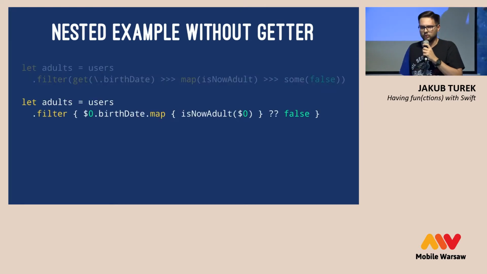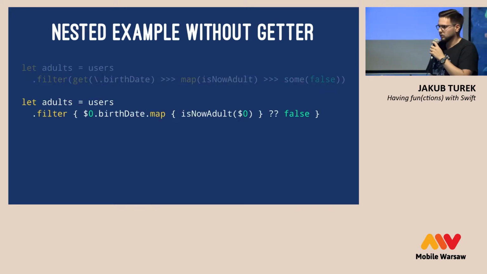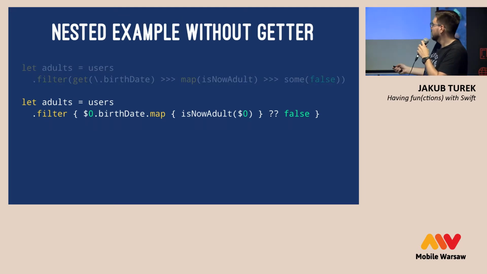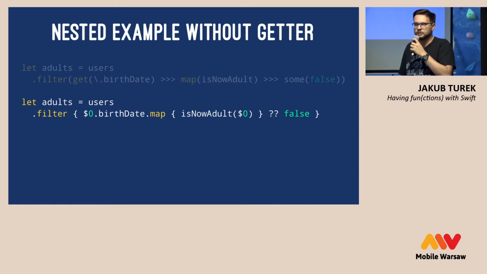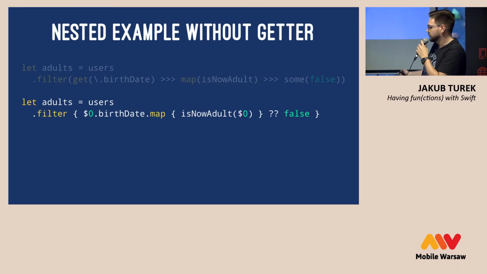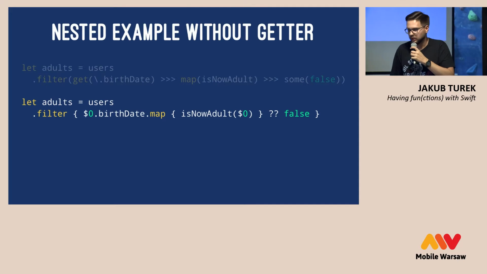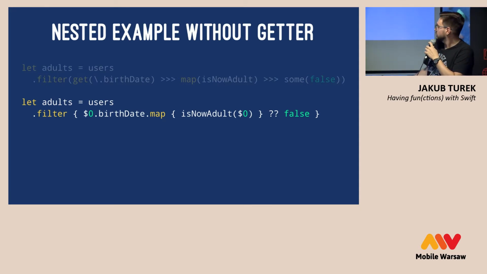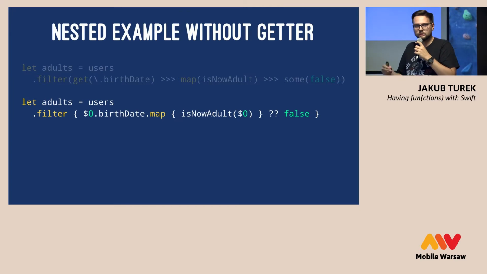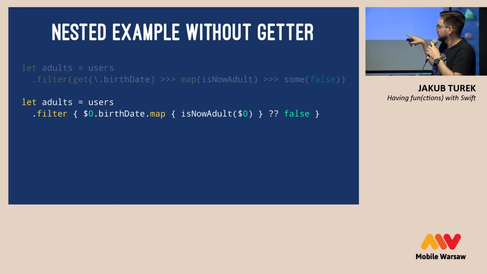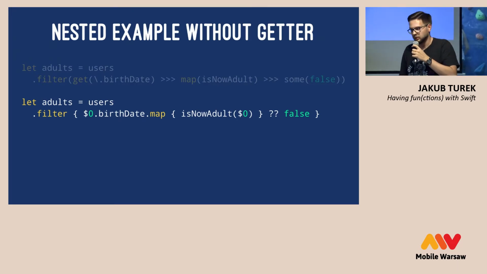Of course, we could try to write it like the old way. So what would happen is that we would have a filter function that on the user would take the birth date, which is optional, and map over that optional value with our isNowAdult function. What's really, I would say, worrying in that example is that in two cases we have this $0 notation. And in one of them, it denotes the user, because it's an argument of the filter function on the array. And in this case, it's a date, the birth date, that is optional.